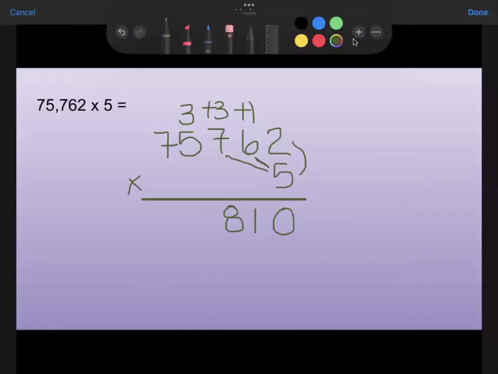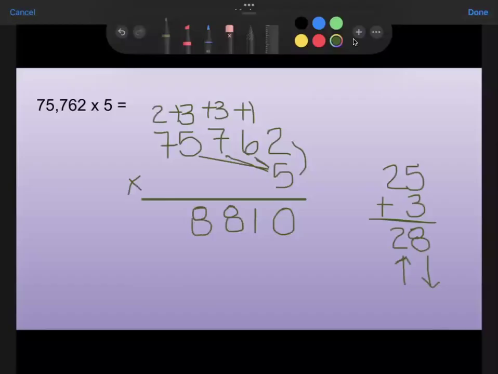My next step is to multiply the 5 times the 5, which is 25. And then I have to add the 3 that got regrouped. So I'm going to do that, and I end up with 28. So another 2-digit answer. It means I need to bring down the 8 and go ahead and regroup the 2. So the 8's going to come down here, and the 2 is going to go on top of that place value. All right, last one to multiply.